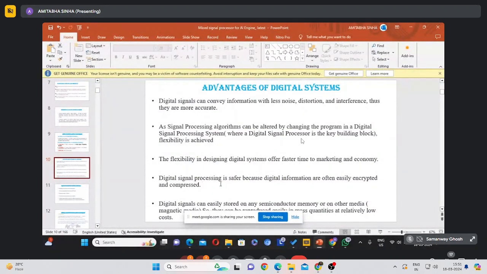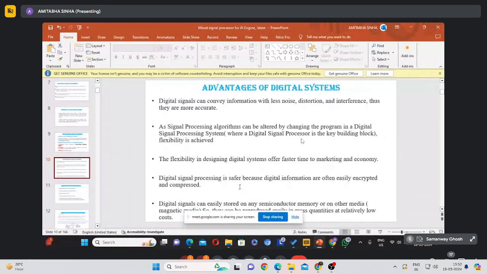Now, digital signal processing is safer because digital information can be easily encrypted and compressed. And one thing is very important in today's technological world: how to keep your design encrypted. Otherwise, somebody else might take it. Your copyright should be done properly so that nobody can copy it. For that, encryption is very important, and especially for security in communication, encryption and decryption are very important.